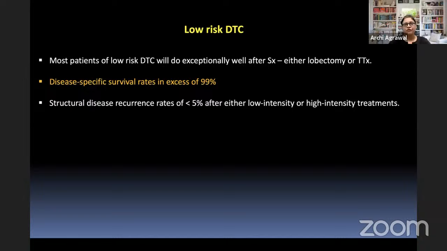So most patients of low-risk DTC will do exceptionally well after surgery with either lobectomy or total thyroidectomy, or maybe active surveillance also, that is much talked about these days. And the disease-specific survival rates are in excess of 99%. The structural disease recurrence rates are less than 5% after either low-intensity or high-intensity treatments.